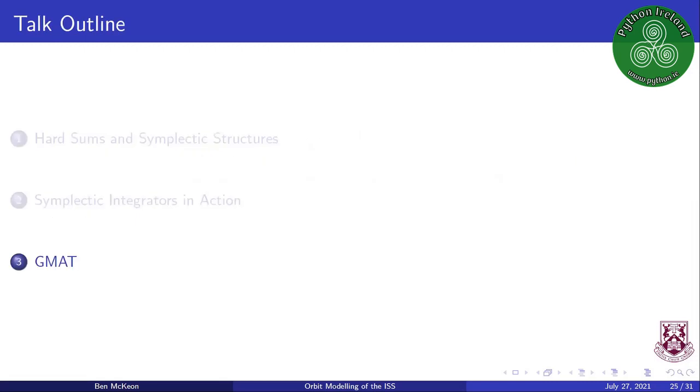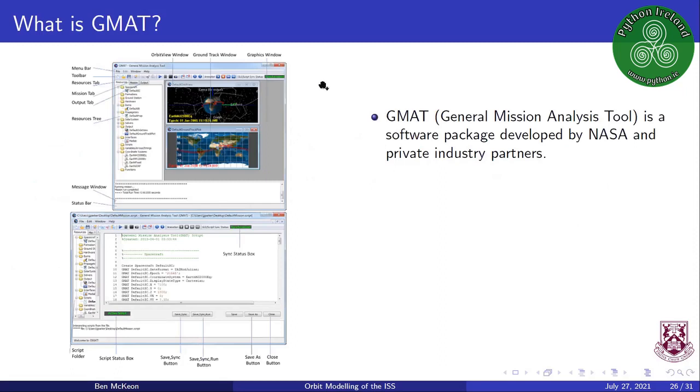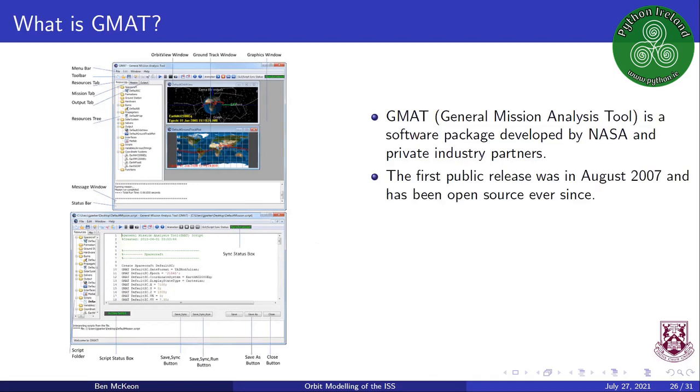And that leads me to the final section, which is GMAT. So basically, what is GMAT? It is a General Mission Analysis Tool, a software package developed by NASA and a few private industry partners. Here on the left, we have pictures of what you would see if you wanted to use GMAT. We have the GUI here, and then this is the scripting interface. They're basically built in, one and the same. It was first released in August 2007. It's completely open source, and it has been ever since.